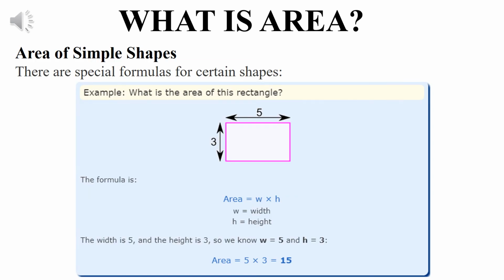There are special formulas for certain shapes. Example, what is the area of this rectangle? The formula is area equals W times H, where W is the width and H is the height. The width is 5 and the height is 3, so we know W equals 5 and H equals 3. Area equals 5 times 3, which equals 15.